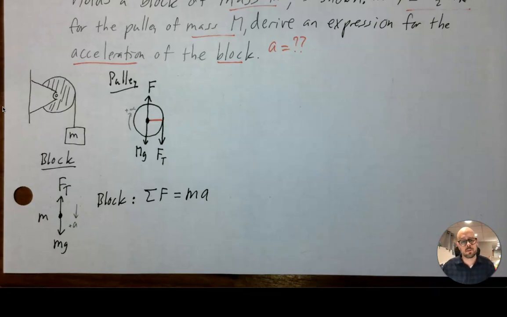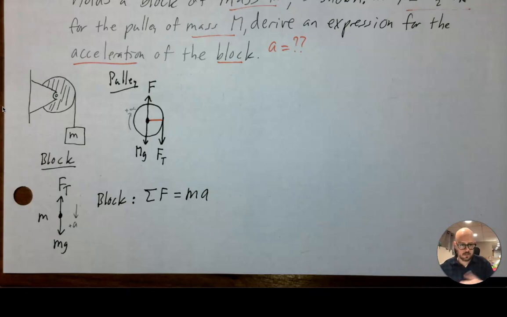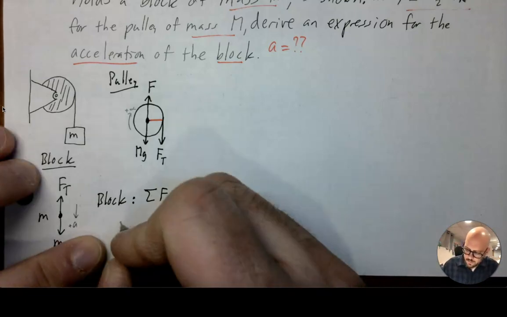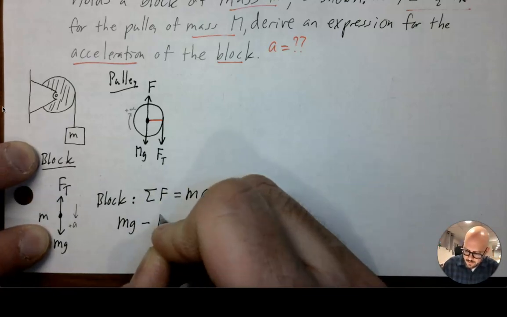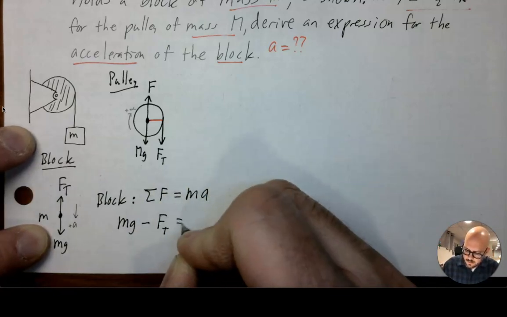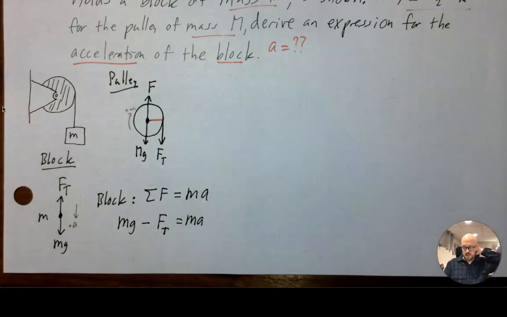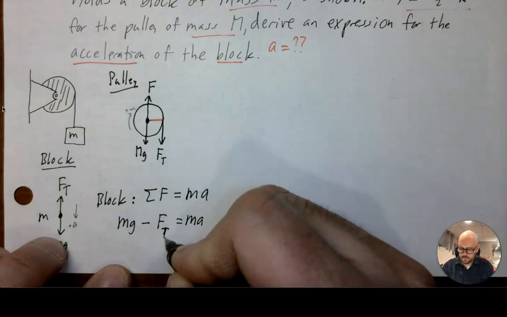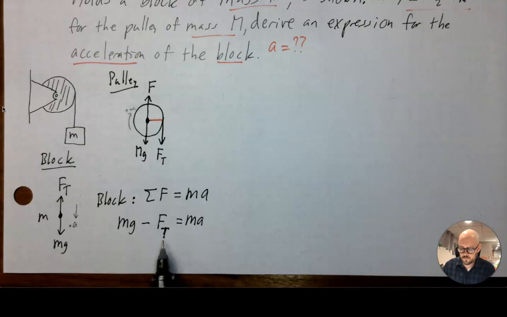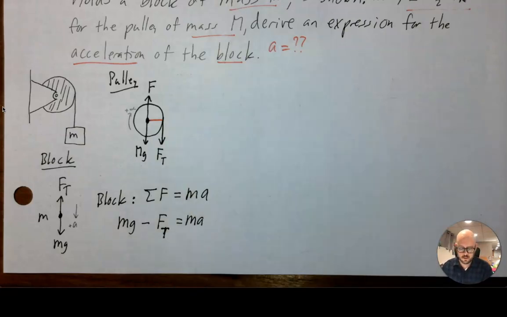Now, I'm starting here because this is where the acceleration of the block is, and so I want to start there. The net force is going to be mg, the positive force, minus Ft, and that's equal to m times a. Now, I know I can't solve this equation. In other words, if I solved this for a, I would be left with tension in there, and that's not one of the given quantities here. So I'm going to just leave that here for now.